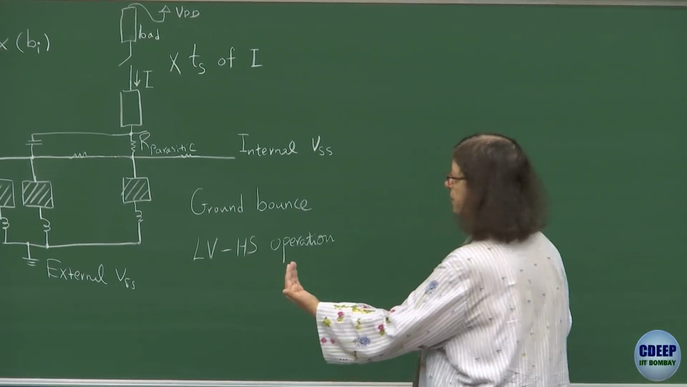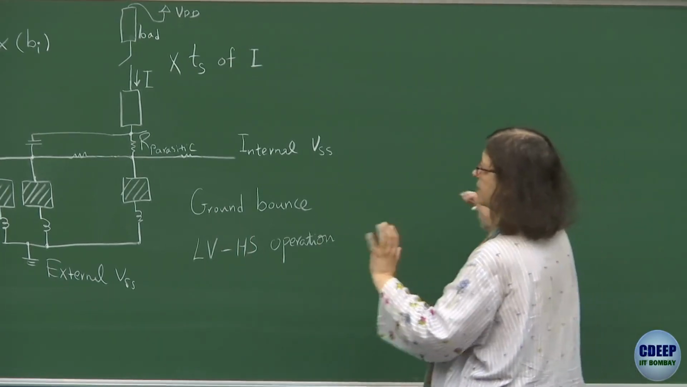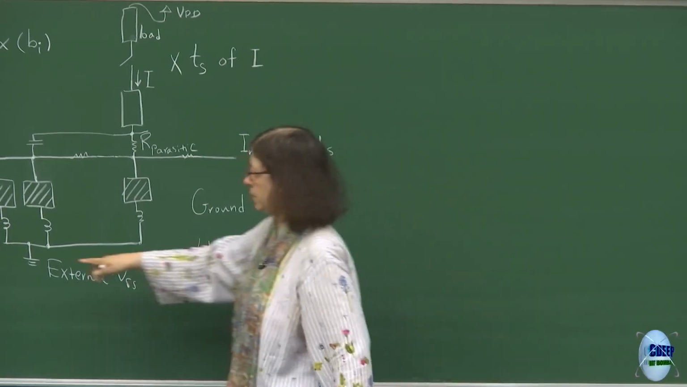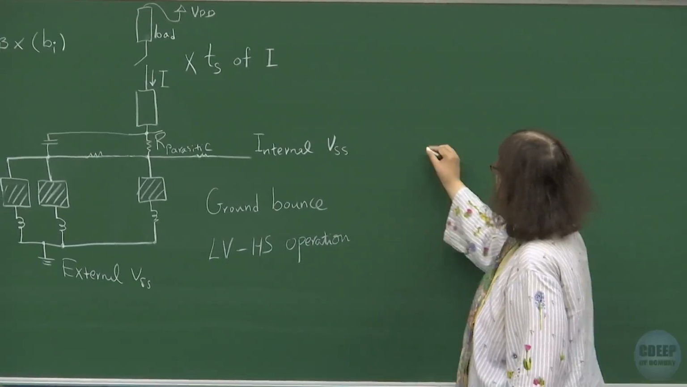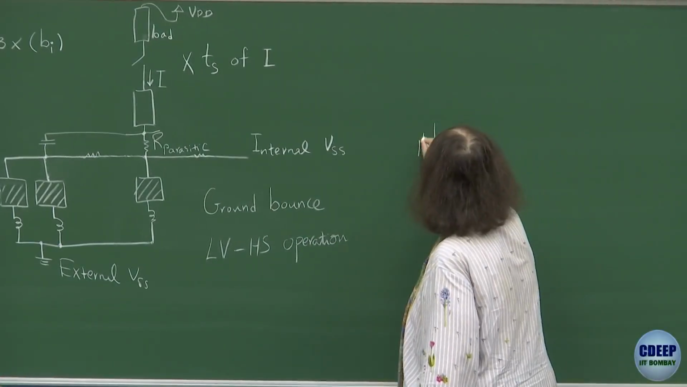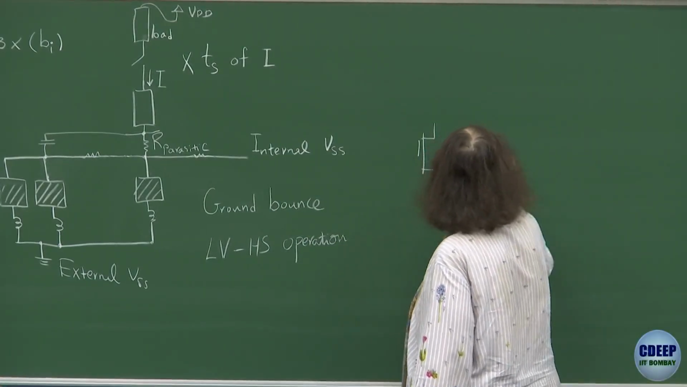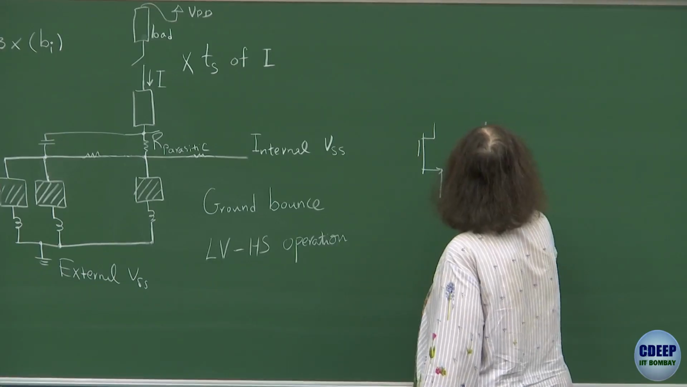Now let's have an idea of a similar configuration in a differential manner. Let's show it with one of the current sources only. So this is the simplest case. Let's say now we show it at the transistor level.